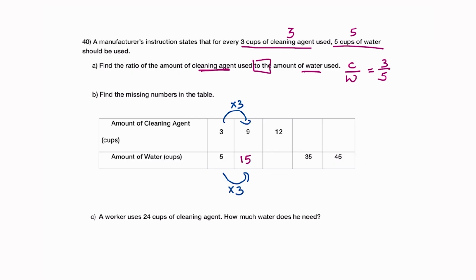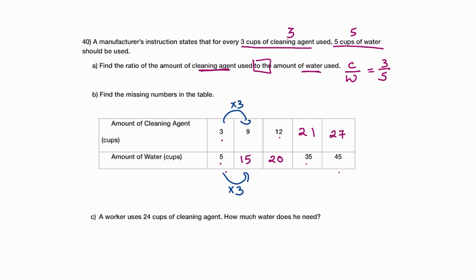Now we don't need to write "times 3" each time, because these are simple numbers and we can do it mentally. Okay, so 3 to 12 is times 4. So 5 times 4 is 20. Now 5 to 35 is times 7. So 3 times 7 is 21. 5 to 45 is times 9. So 3 times 9 is 27.